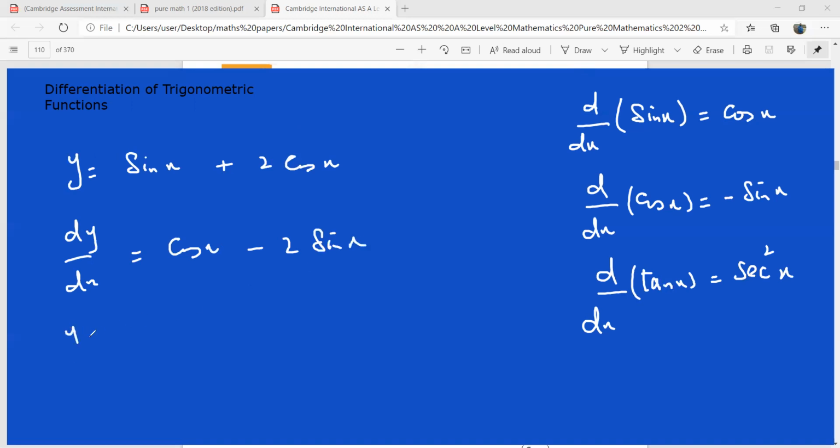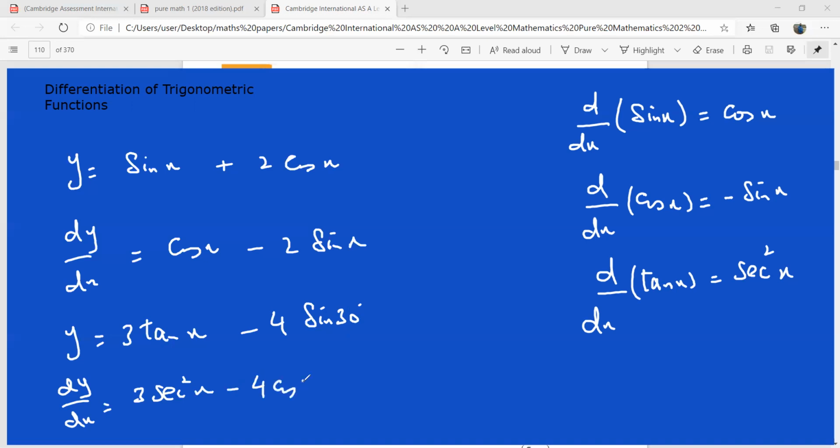Okay, suppose you have y equal to, let's say, 3 tan x minus 4 sine 30. So the derivative would be 3 secant square x. And now you see this is sine 30. If you differentiate this as it is, it is minus 4 cos 30, and then there has to be... obviously this 4 sine 30 is a number, like, 4 sine 30 is half. This is basically 4 into half, so that is going to be 2.